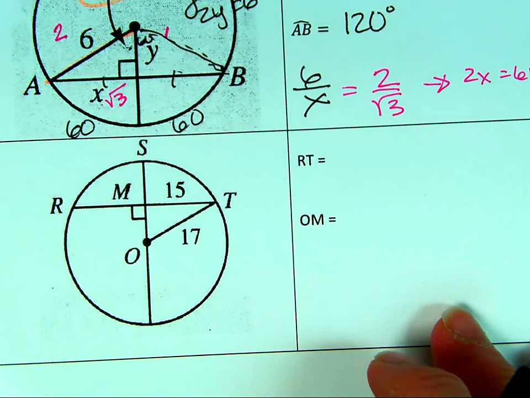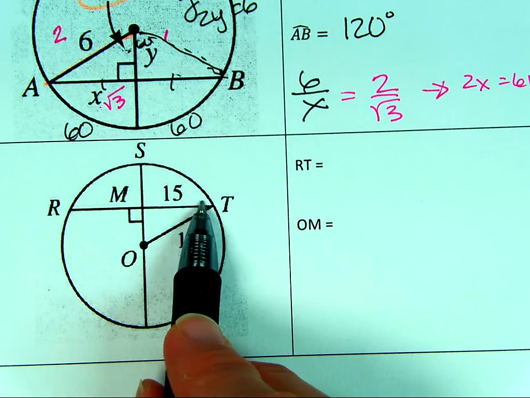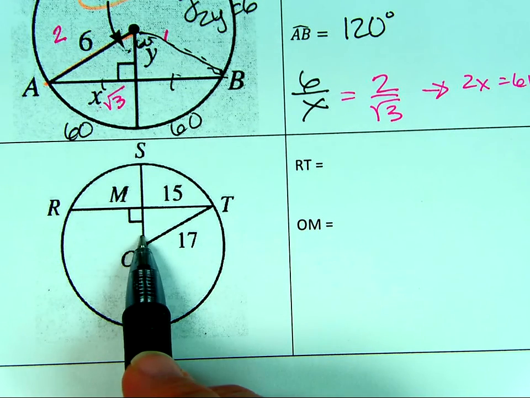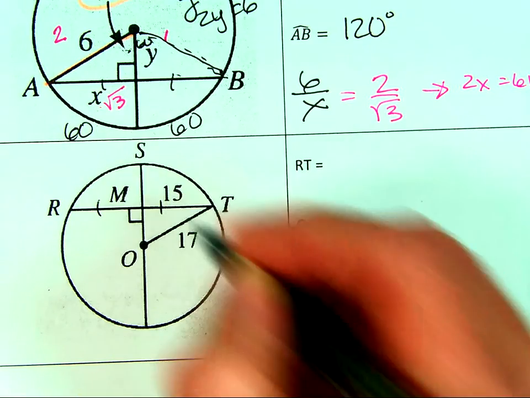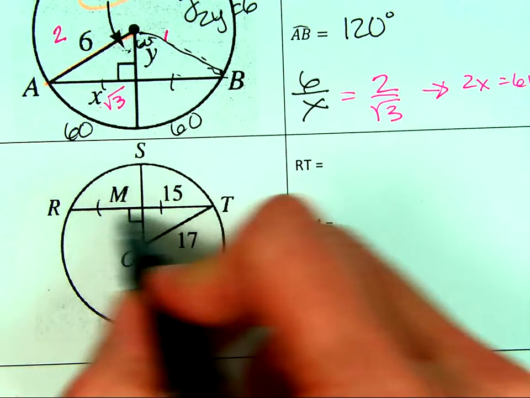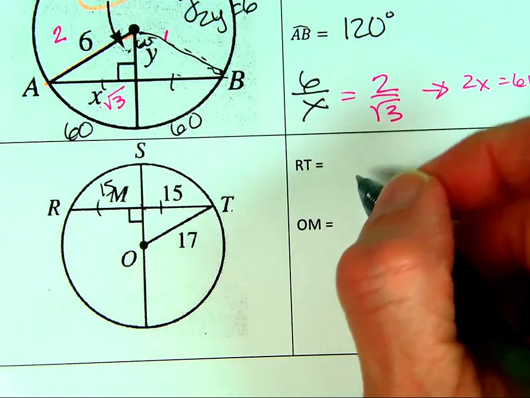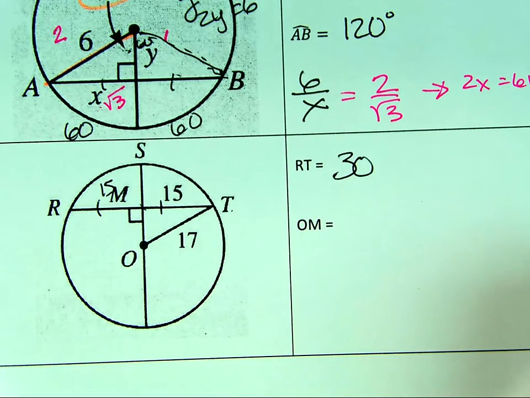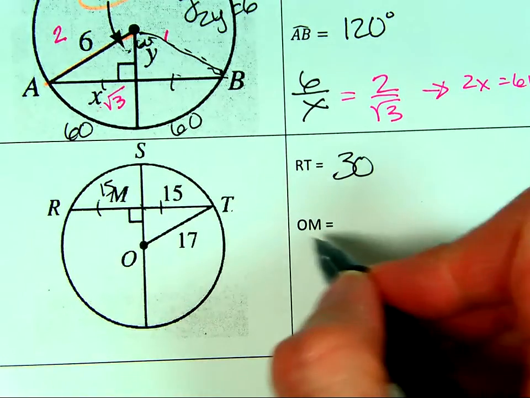Okay, so what is RT? That's this distance. And what is OM? Again, a diameter that's perpendicular to a chord bisects the chord, and so these two would have to be equal. So RT, if RM is 15 and MT is 15, then we know that RT would have to be 30. Once we know that, well, we could have found OM before that.